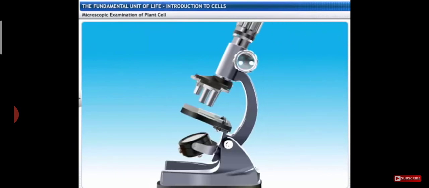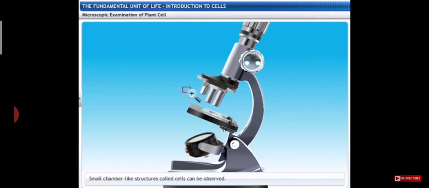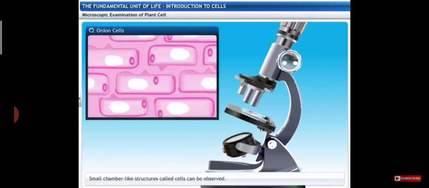Place the slide on the stage of the microscope. Small chamber-like structures, called cells, can be observed. Each cell contains a prominent vacuole, nucleus, and cytoplasm.